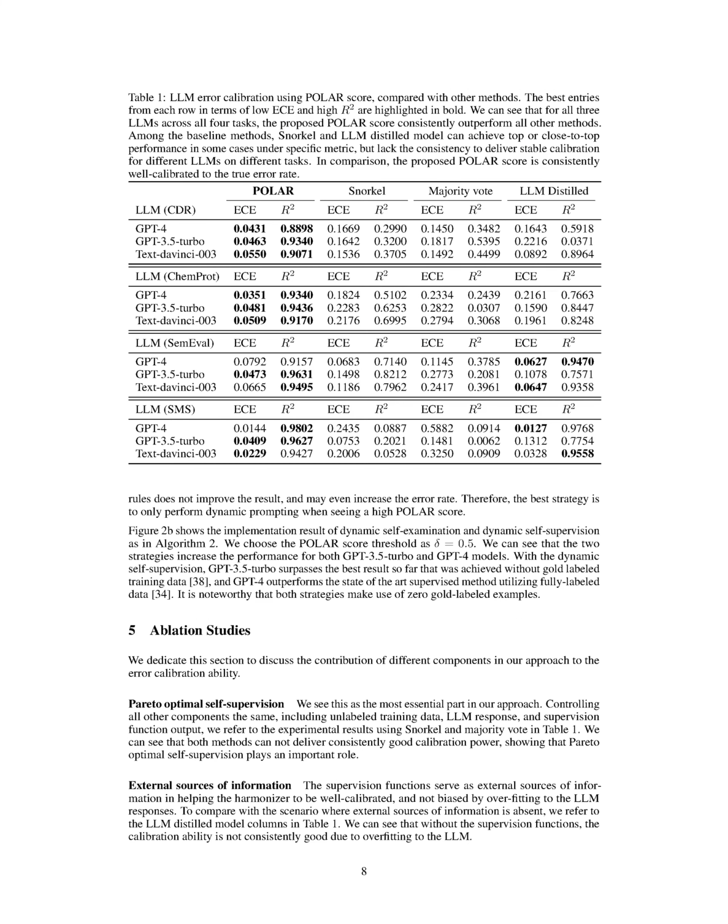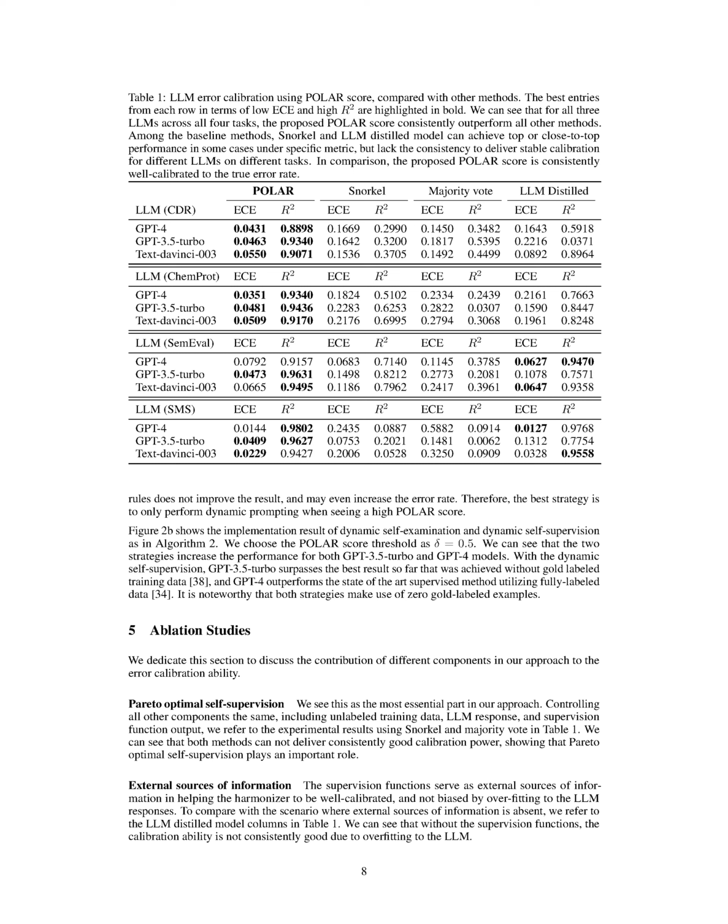In the next section, we discuss the contribution of different components of our approach to error calibration. We believe that Pareto optimal self-supervision is the most crucial part of our approach. Keeping all other components constant, we compared the results of experiments using Snorkel and majority vote. Neither method consistently provided good calibration power, highlighting the importance of Pareto optimal self-supervision.